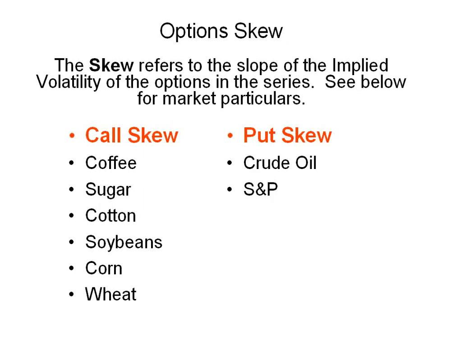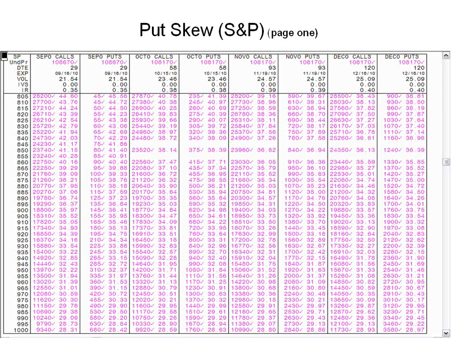The skew refers to the slope of the implied volatility in the options of the series. Markets with a call skew include coffee, sugar, cotton, soybean, corn, and wheat. Those with a put skew include crude oil and the S&P. Here's an example of a put skew. In the S&P, you can see how the implied volatility increases the further you go out of the money. That's a good put skew. S&P has a beautifully, highly pronounced put skew.